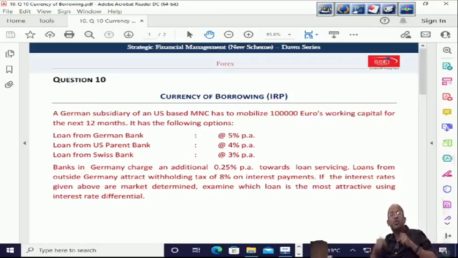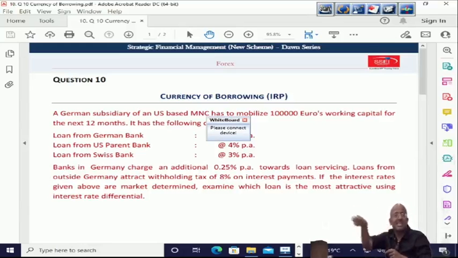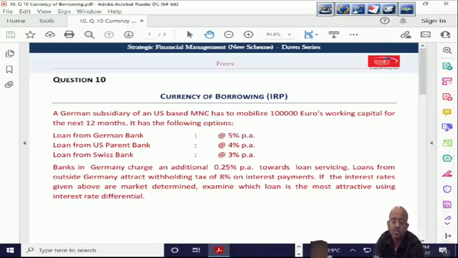So if he gives me a loan at 3%, he will not earn 3. He will earn 3% minus 8% tax. So 3 into 0.92. He will earn less. So why will he give me a loan at 3? He will give me a loan at that rate such that after paying tax he gets 3. So that means 3 is 92% of the rate. So the rate charged by the Swiss lender will be 3 by 0.92.